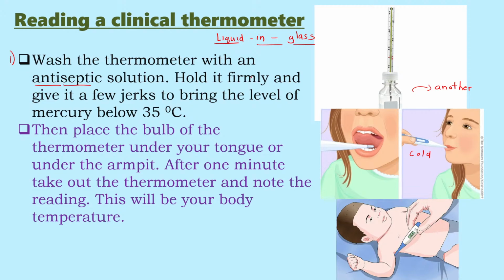Hold it firmly and give it a few jerks. Hold it firmly means you have to hold it at this end, and you have to give a jerk. You have to just shake it. Shake it means to bring the mercury level below 35 degrees Celsius.